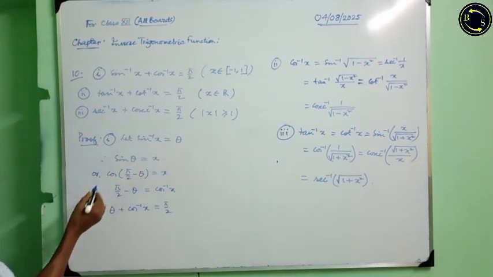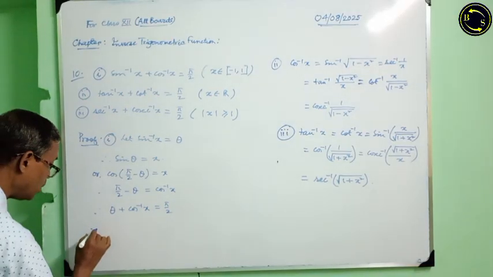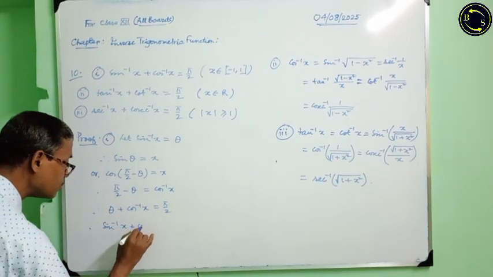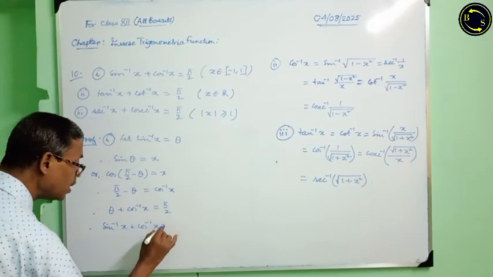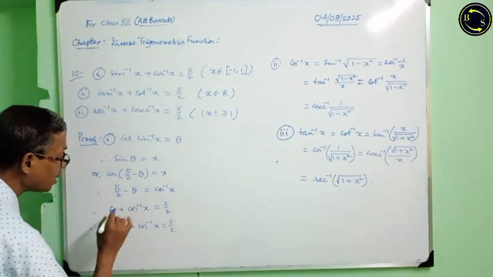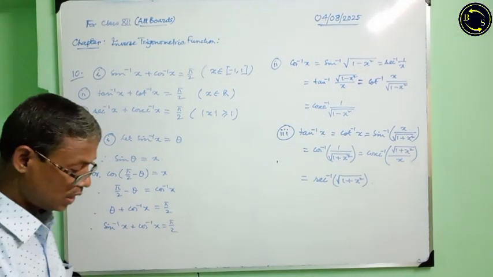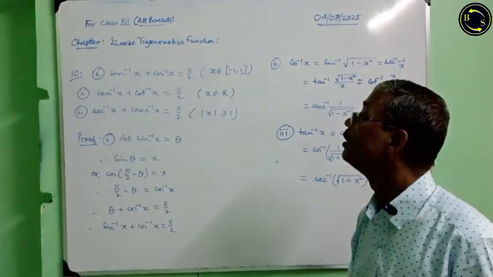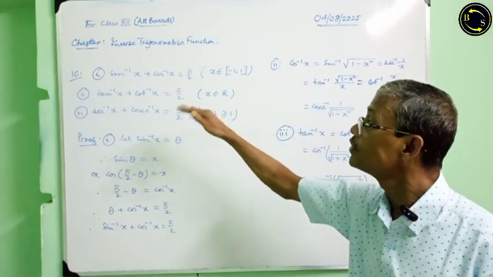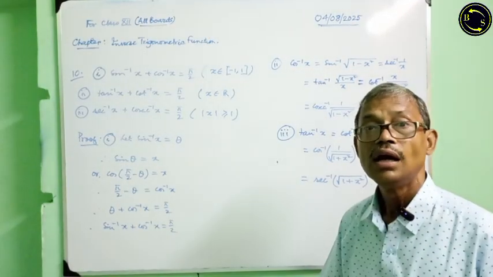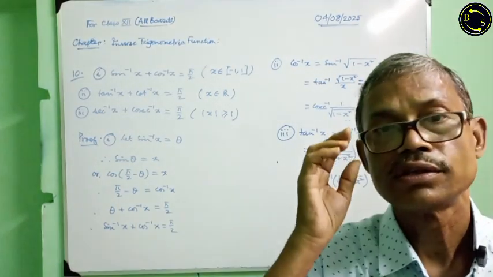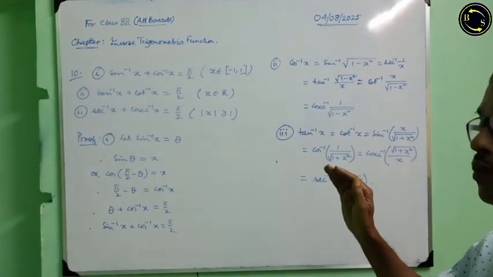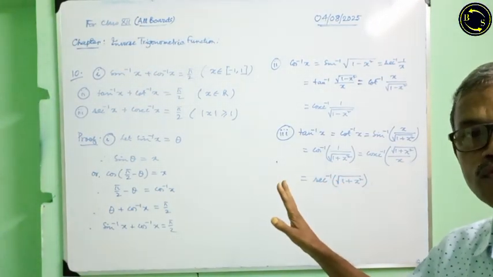And already we have taken sin inverse x equal to theta. Therefore, sin inverse x plus cos inverse x equal to pi by 2. I have proved the first part, or number 1 of set 10, and it is suggested that learner students, you solve yourself the other two.